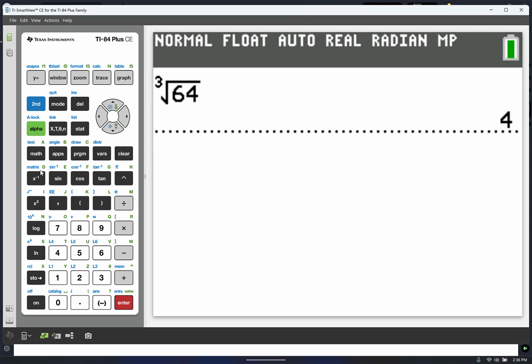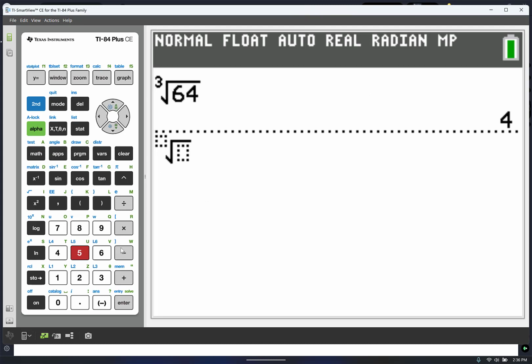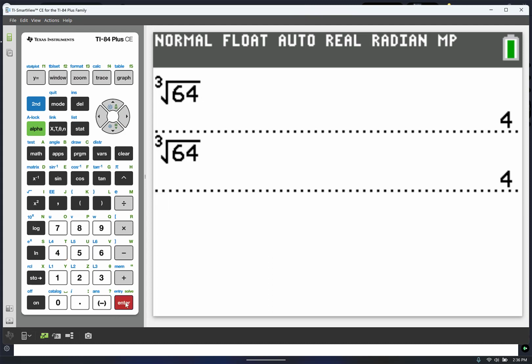Enter. You could also do it like this. You push math, you push the number 5, and see it gives you a little blank here, and you push the 3rd root, because that means you can do any root. Your calculator is powerful, guys, and put 64. There's another way. You can just go like this: 64 to the power, and it gives you a little block there, 1/3, and then push enter, and there it is.